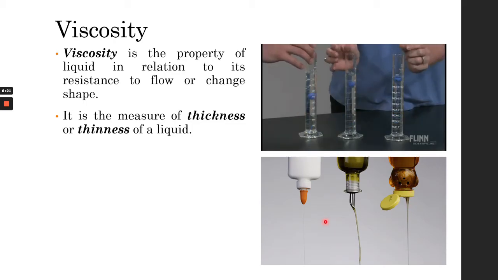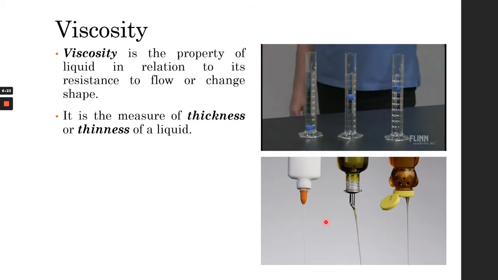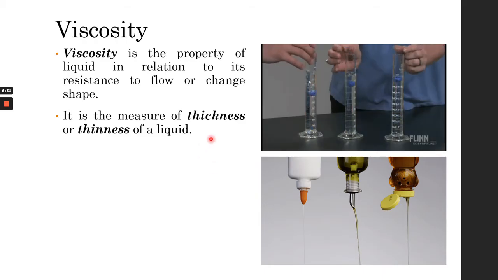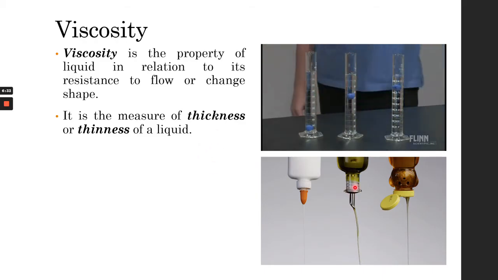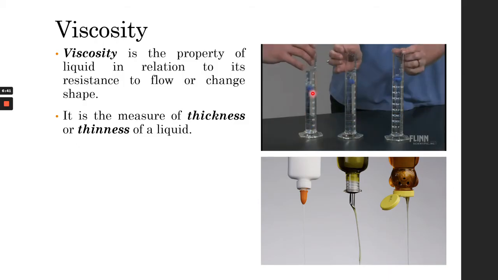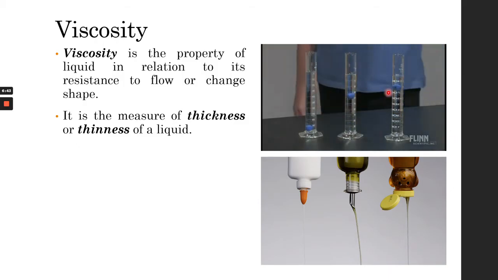They have various degrees of thickness, and we know that honey is very sticky, it's very thick compared to, let's say, olive oil. One way to measure this, actually there are two ways to measure viscosity. One is to get a liquid, put it in a cylinder, and drop a metal ball.